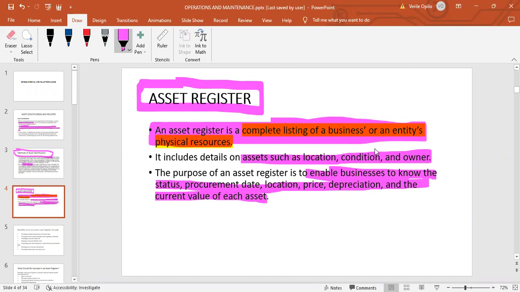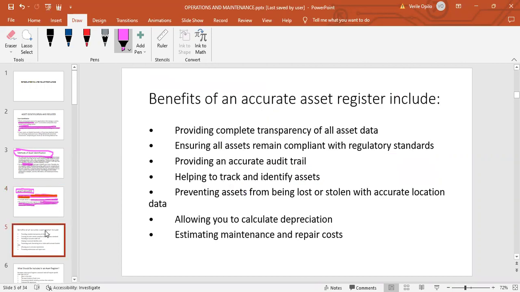So when you acquire an asset, you add it to your asset register. When you dispose of it, you also show that you have disposed of the asset under these conditions. When you undertake maintenance of those assets, you again add those details. When you depreciate the asset, you also have to add those details in the asset register.